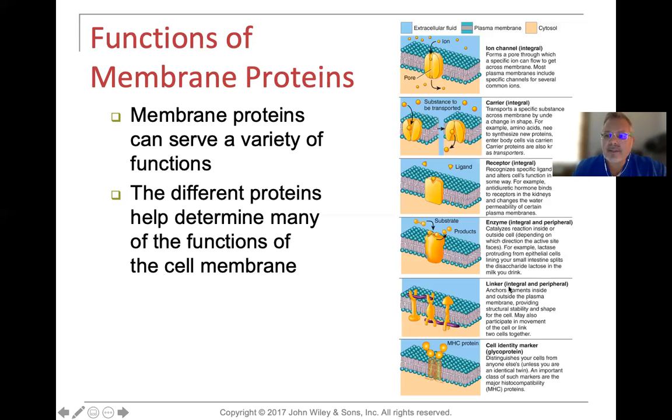We have linker proteins. These are integral and peripheral proteins, and they anchor filaments inside and outside the plasma membrane, providing structural stability and shape of the cell.